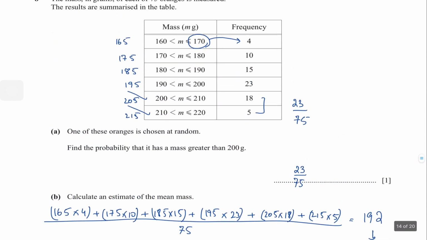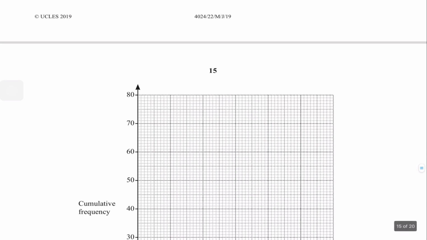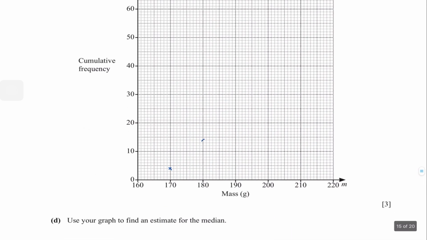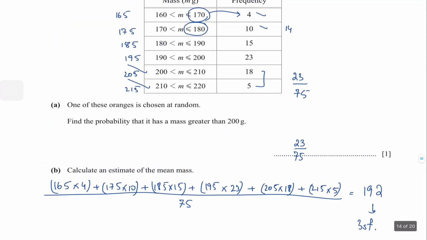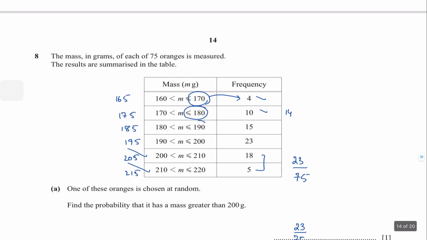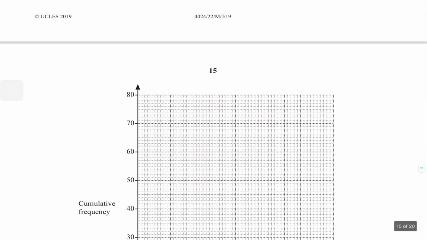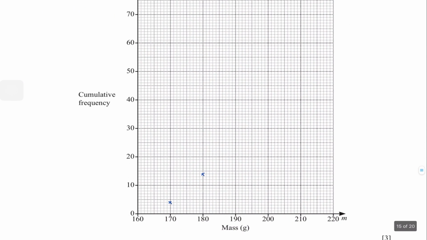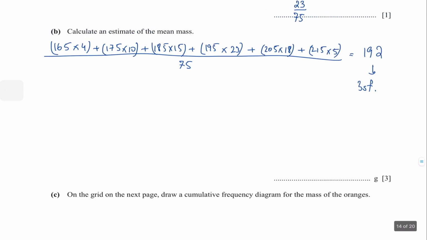And then we have 180. All the number of oranges whose mass happens to be less than 180 is going to be these 10 along with these 4. So that's equal to 14. So we have another point which is (180, 14). Let's mark that. (180, 14) is going to be here. Then 190. For that we'll add 15 and 14 together, so we're going to get 29. So we have another point which is (190, 29). Let's mark that. There you go.